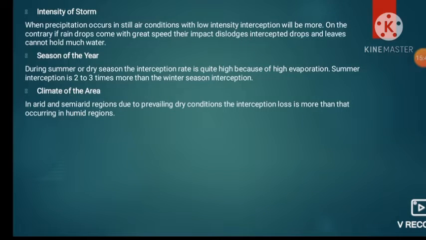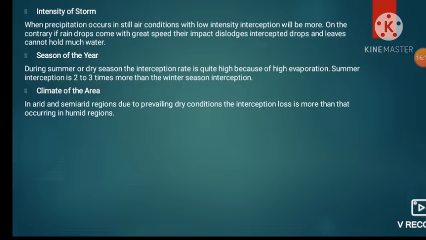Intensity of storm. When precipitation occurs in still air conditions with low intensity, interception will be more. On the contrary, if raindrops come with great speed, their impact dislodges intercepted drops and leaves cannot hold much water. Season of the year. During summer or dry season, the interception rate is quite high because of high evaporation. Summer interception is 2 to 3 times more than the winter season interception.